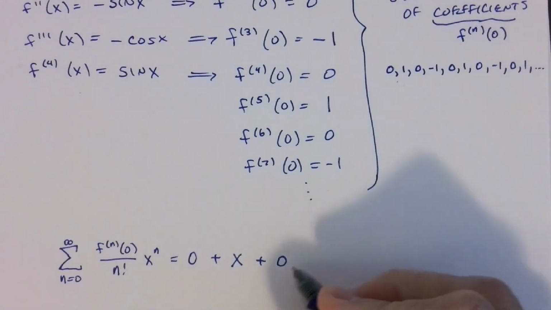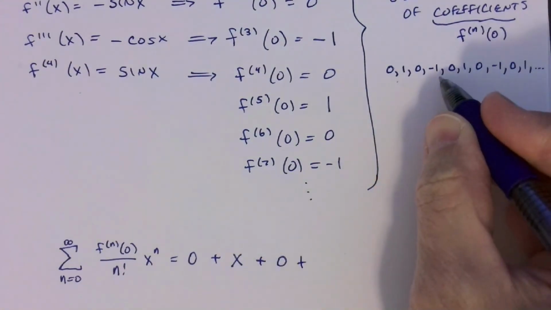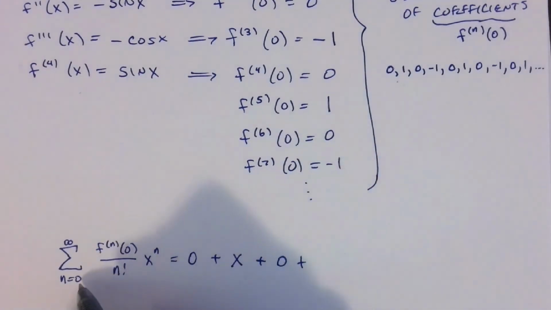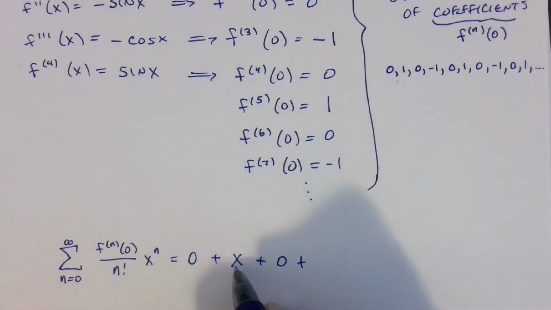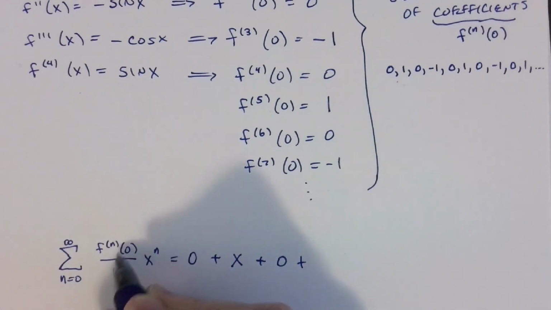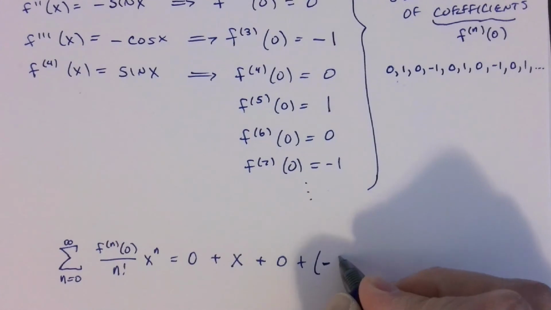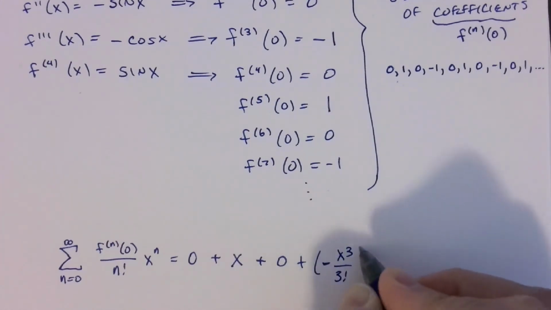So it's alternating. The next one's going to be what? Negative, right? So that's going to be a negative what when n is equal to 0, 1, 2, 3 now, right? So I get 3 factorial, x cubed. So this is plus a negative x to the third power over 3 factorial.